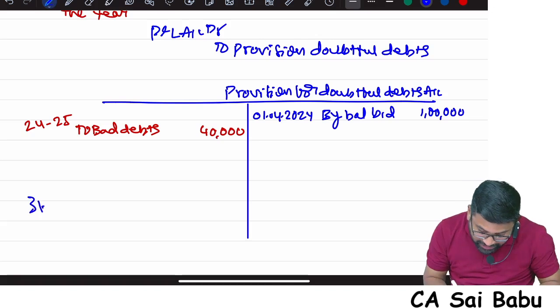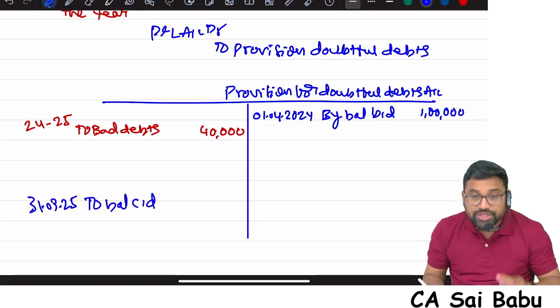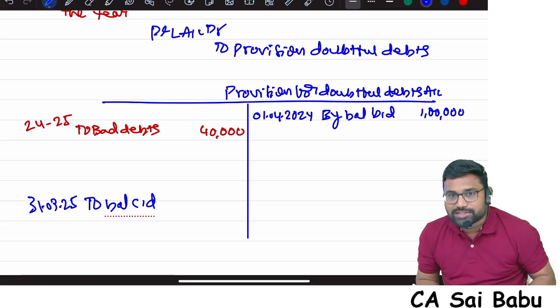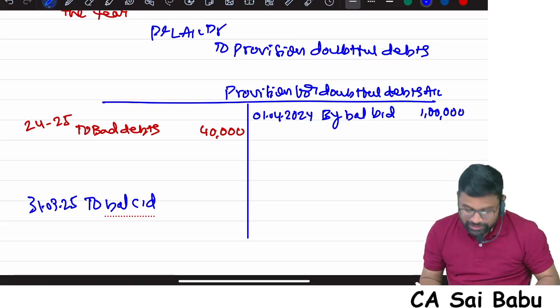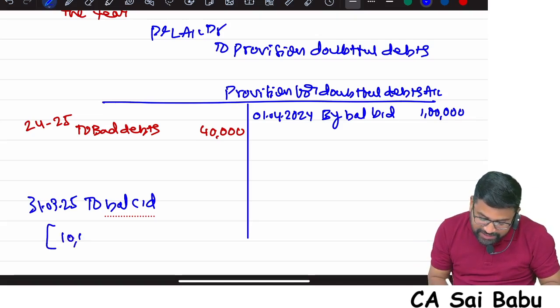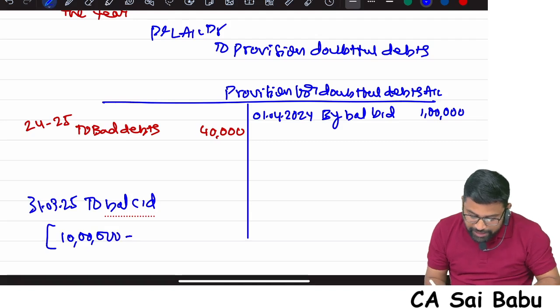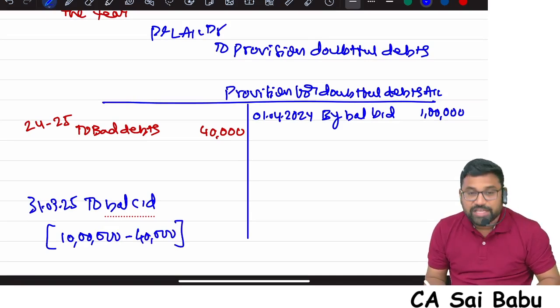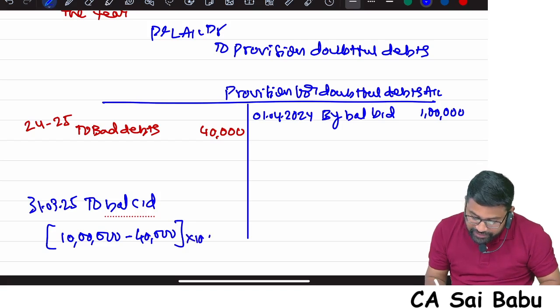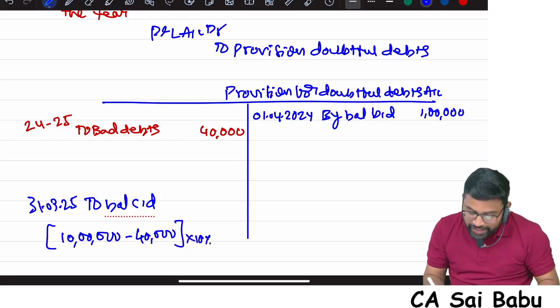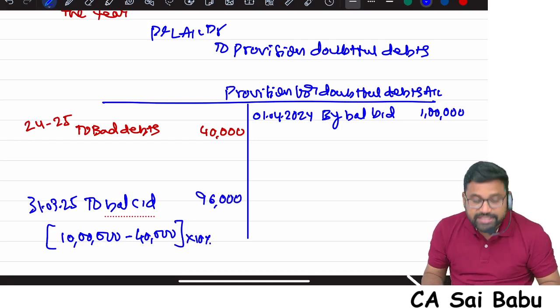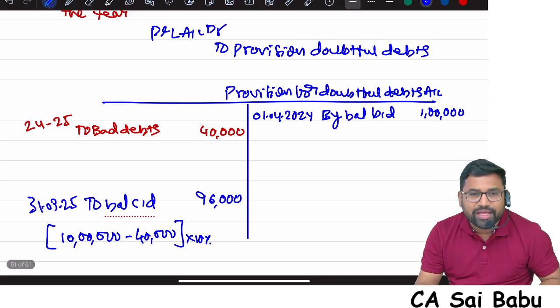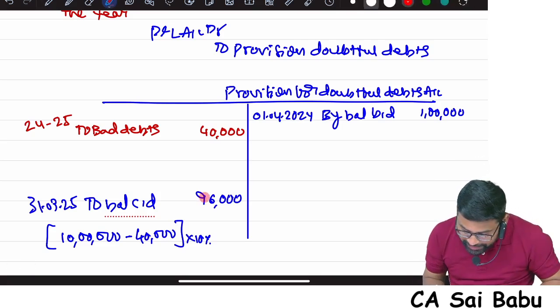At the end you have to check. Suppose the company policy is to maintain provision for doubtful debts, for example 10% on debtors. For example debtors balance is 10 lakhs, minus bad debts during the year 40,000. So what is the balance? 10 lakhs minus 40,000, 9 lakh 60,000 into 10%, 96,000. This is the balance we need to maintain. So what is the provision you need to maintain? 96,000 at the end. But what is the balance in your account?